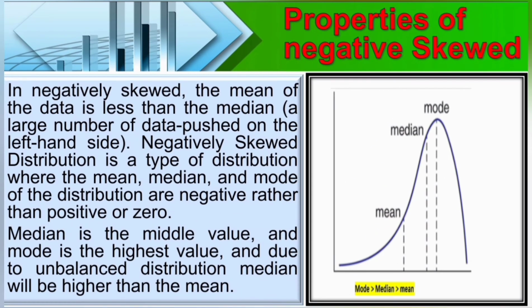Properties of negative skewed. In negatively skewed data, the mean is less than the median, and a large number of data points are pushed to the left-hand side. Negatively skewed distribution is a type of distribution where the mean, median, and mode are negative rather than positive or zero. Median is the middle value and mode is the highest value, and due to unbalanced distribution, the median will be higher than the mean.